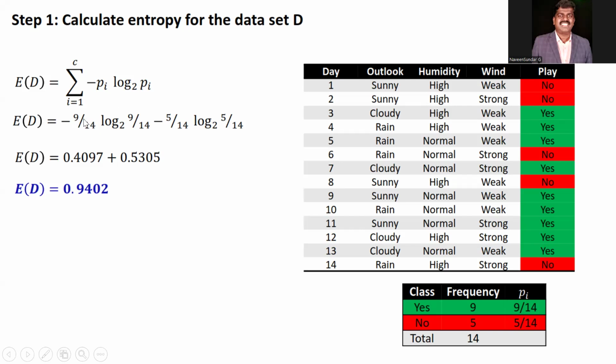Okay, so minus 9 by 14 log to 9 by 14. That is for yes, and minus 5 by 14 logarithmic of 5 by 14. Okay, so that is how we are substituting the value for Pi and Pi. One is for yes and another one is for no, because there are only two categories, right?